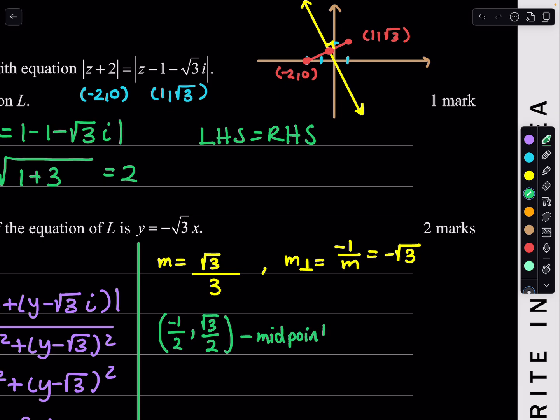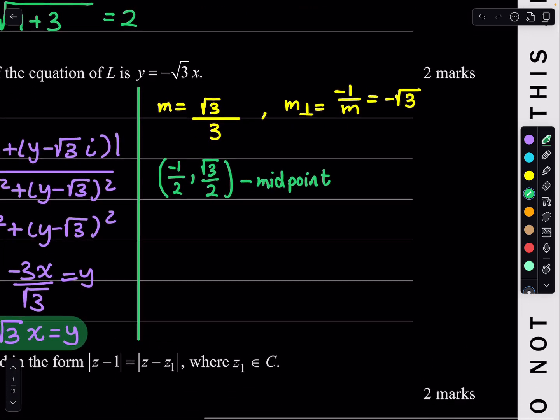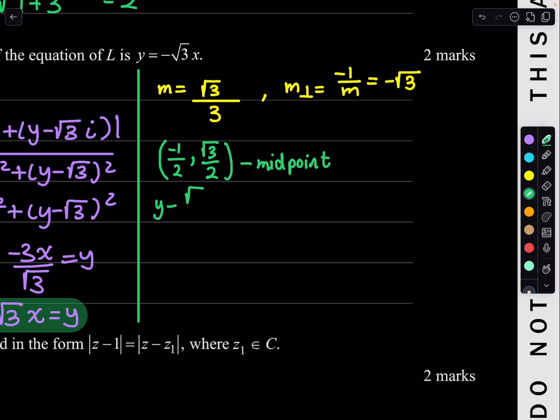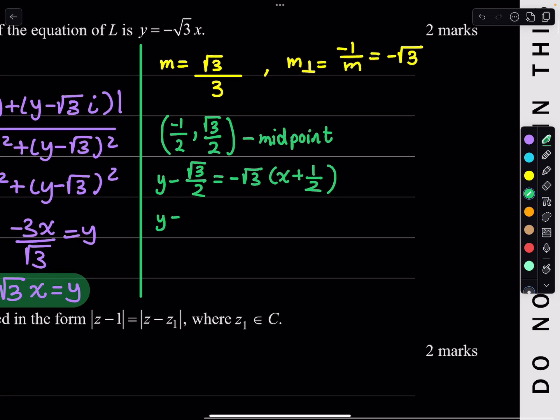So of course, using the formula to find the equation of a tangent, it's y minus root 3 on 2 is equal to the gradient, which is negative root 3, x minus negative half, which is basically positive half. And so of course, expanding this further on, y minus root 3 on 2 is equal to negative root 3x minus root 3 on 2. So bringing that root 3 on 2 to the other side leaves us with y equals negative root 3x.